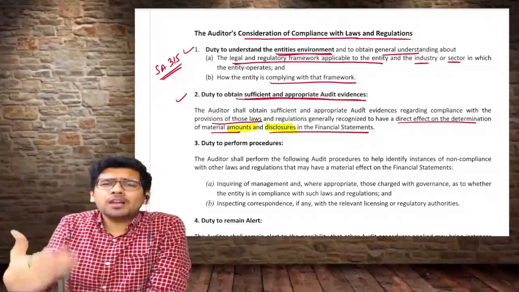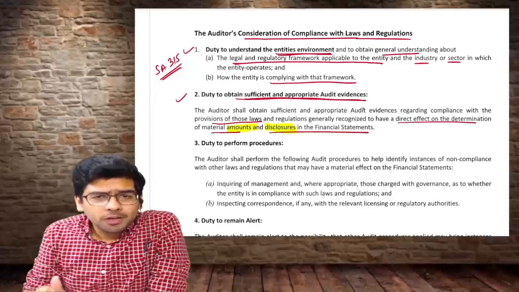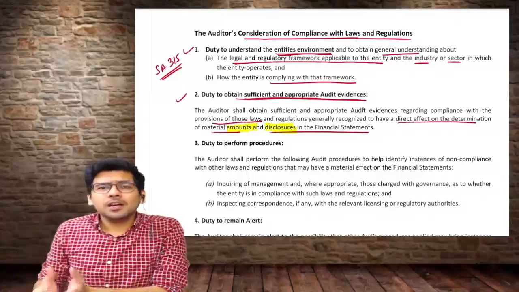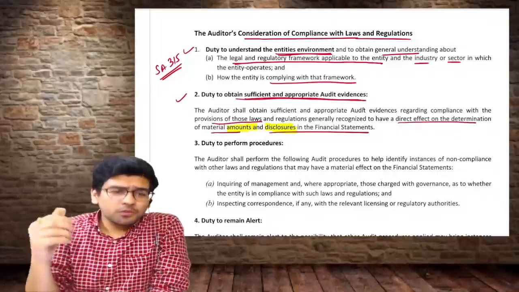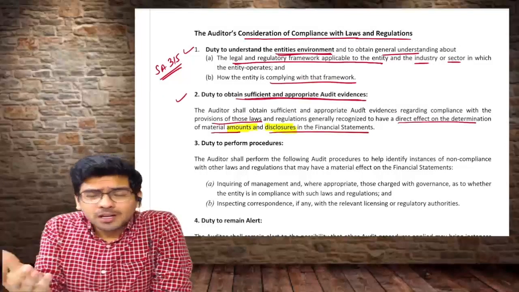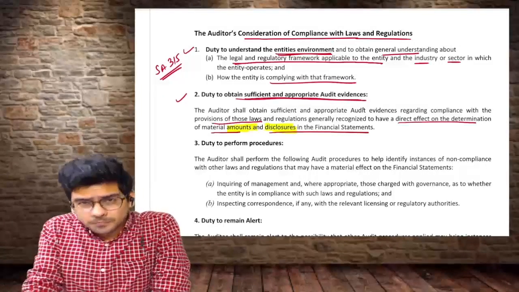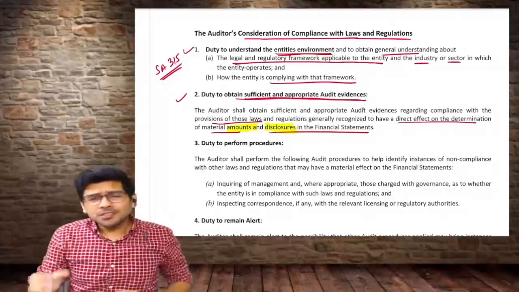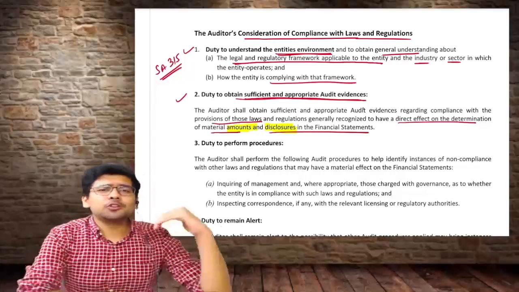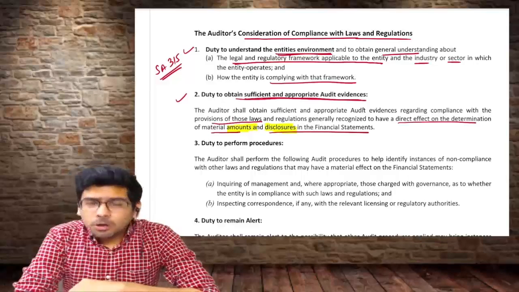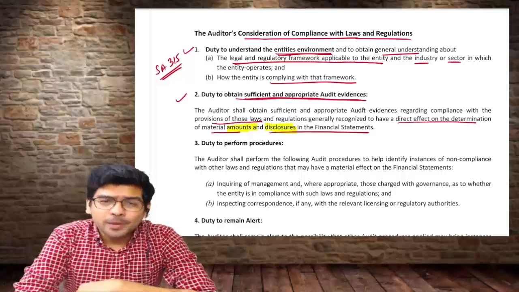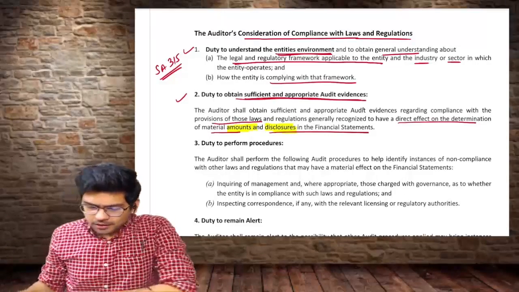So how will he be obtaining sufficient and appropriate audit evidence? He may himself do a reperformance or recalculation. He may himself calculate the provision that has been made by the company, let's say the provision for taxation. So there are procedures. Just remember that he needs to apply procedures and obtain sufficient and appropriate audit evidence for all those laws which have a direct effect on the financial statements.